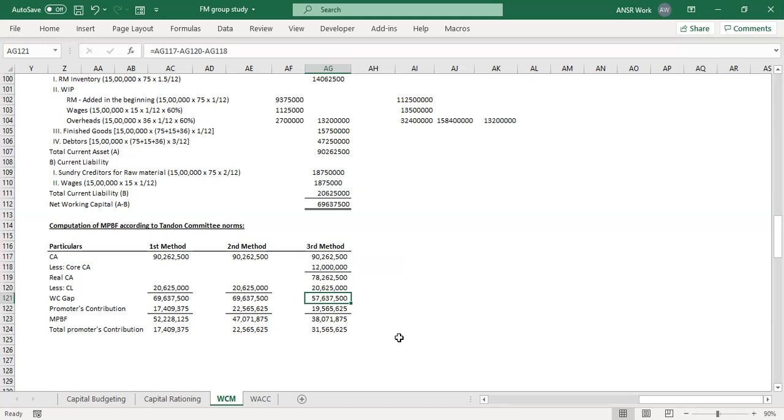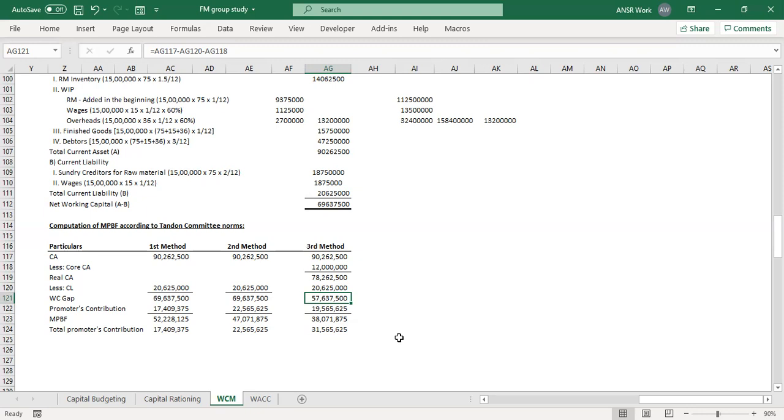I'm getting confused. Sorry. No problem. I'm going with the way you were telling. I will take current assets and then I will deduct the core current assets. Then I will take the 25% of that one, which is the real current asset, and then I'll deduct it from working capital.